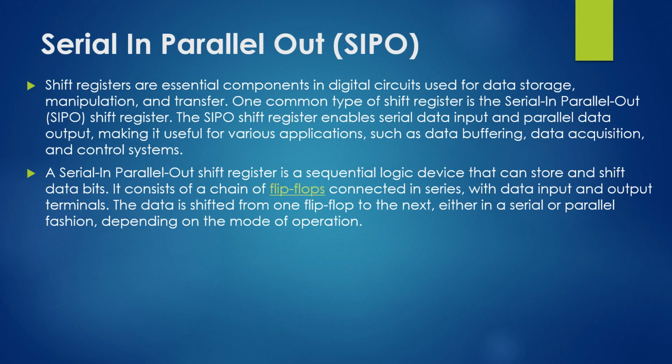The second type is SIPO, meaning serial in, parallel out. Shift registers are essential components in digital circuits used for data storage, manipulation, and transfer. A common type of shift register is the serial in parallel out shift register, because it enables serial data input and parallel data output, making it useful for various applications such as data buffering, data acquisition, and control systems.